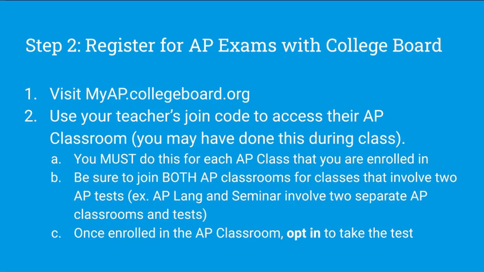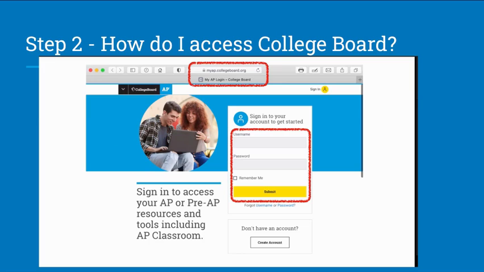You may have done this in your classrooms at school already, but you should go to myap.collegeboard.org just to be sure. To access the College Board website, you'll need to log on with your own account. If you have previously taken the PSAT, the SAT, etc., then you can log on with that same account, or you can create an account. We suggest using an email account like Gmail that is not associated with your school email account so that you can access it in the future.